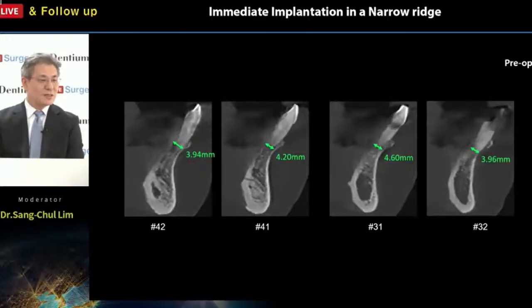This cone-beam CT view shows us a narrow anterior ridge, about 4 millimeters from the 42 area to the 32 area. So it is a really narrow ridge. It is a tough situation for implant installation.